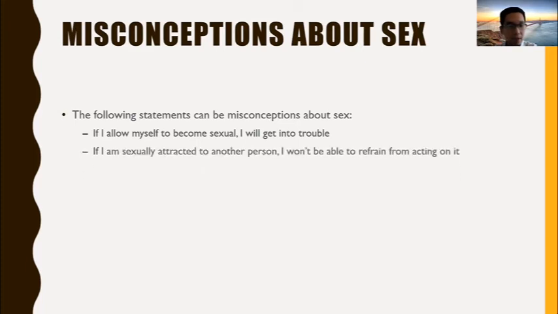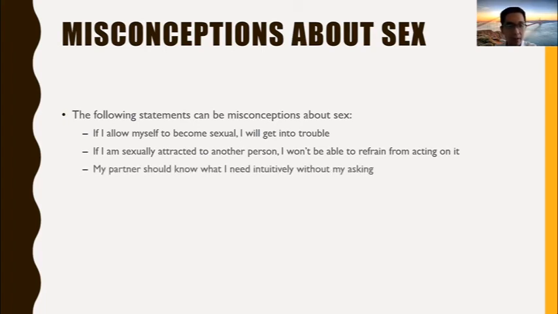The next one is: if I am sexually attracted to another person, I won't be able to refrain from acting on it. It's nonsense too, because thinking is not doing. You can control yourself for sure. We need to have confidence in controlling ourselves.